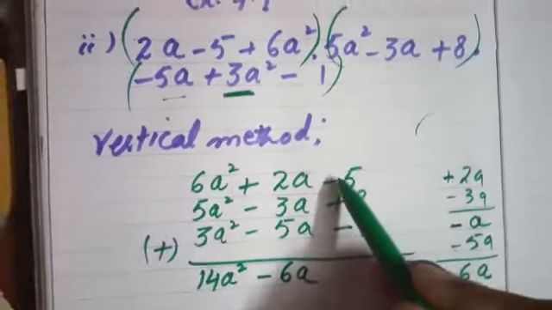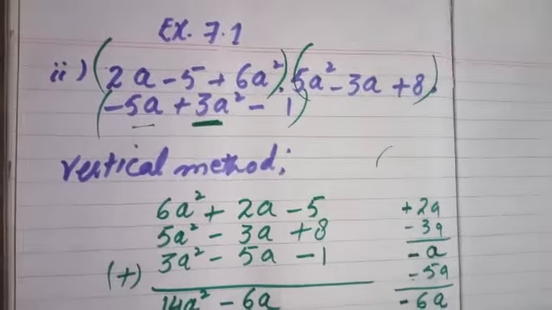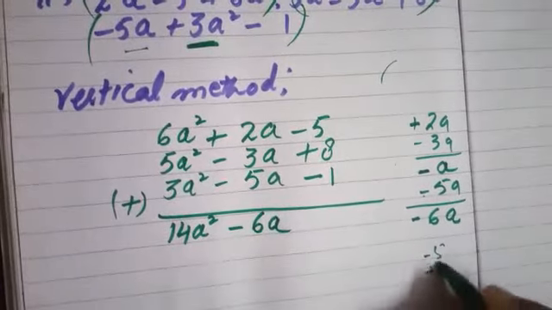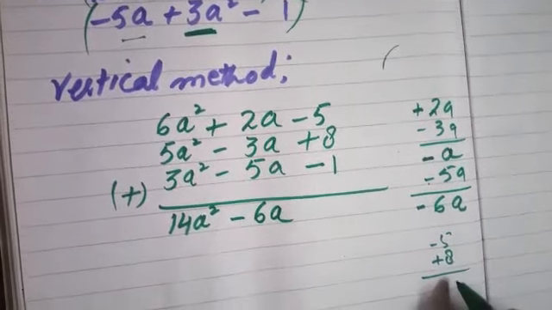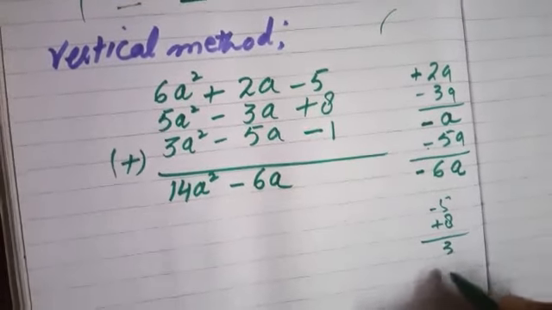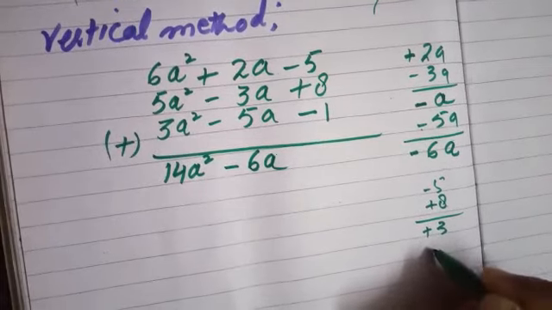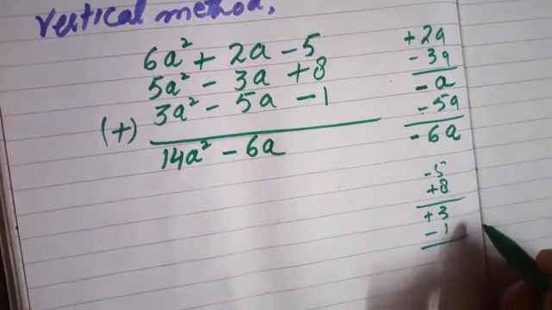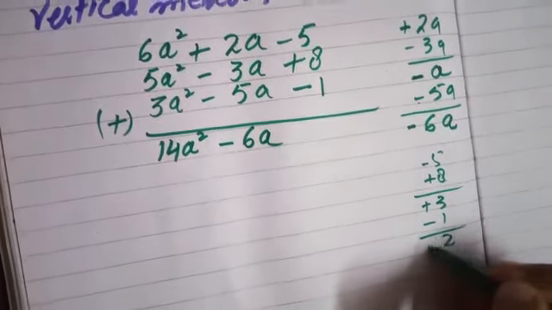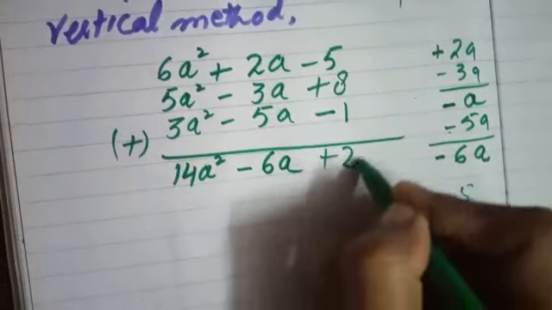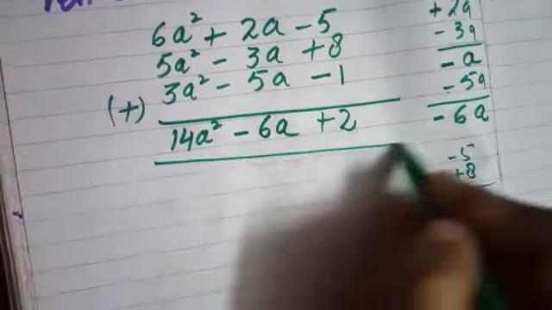So minus plus 6a, sign of greater number. Now the minus 5 and plus 8, minus plus minus, sign of greater number, plus 3 and minus 1. It will become what? Plus minus plus 2. That is the vertical method.